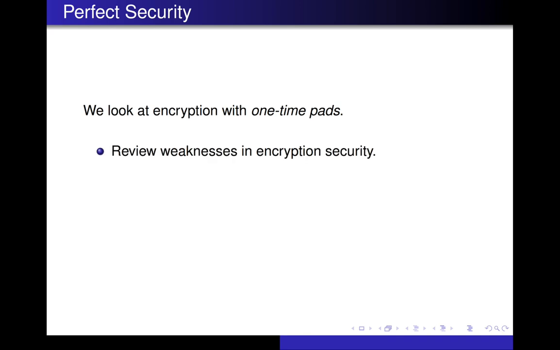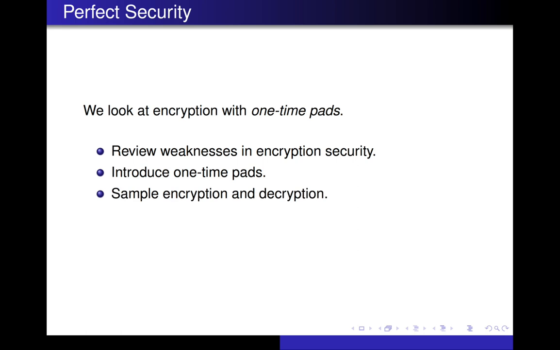The next cipher we're going to look at gives us perfect security, and it's called the use of one-time pads. So first we're going to review some of the weaknesses in encryption security in the ciphers that we've studied up until now. Then we're going to introduce what one-time pads are and explain why they give us perfect security. We'll do a sample encryption and decryption, and finally discuss some drawbacks of one-time pads despite their good security.